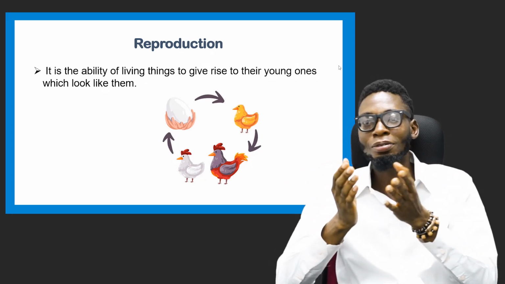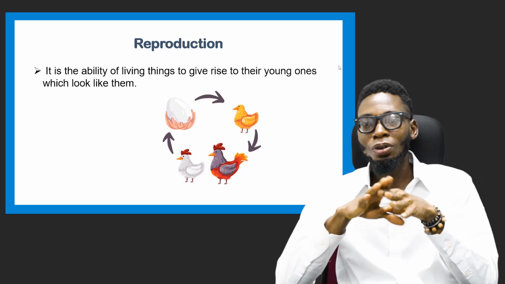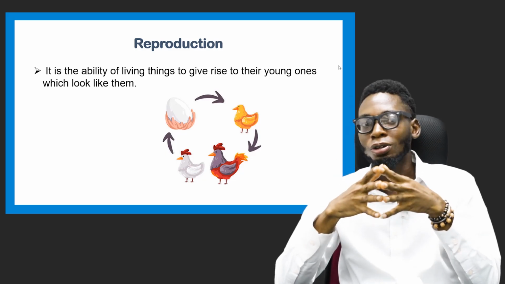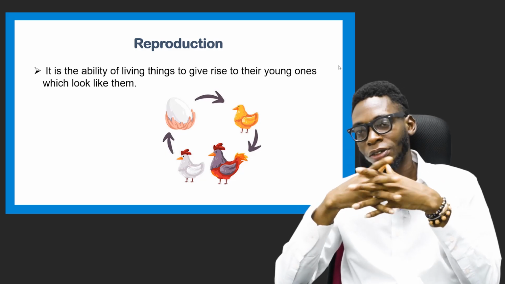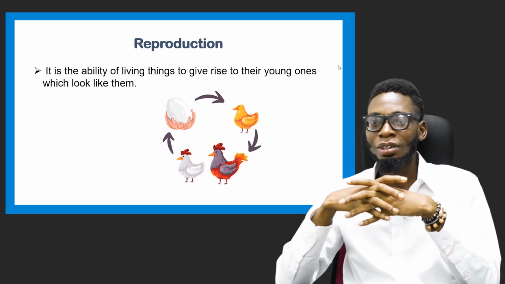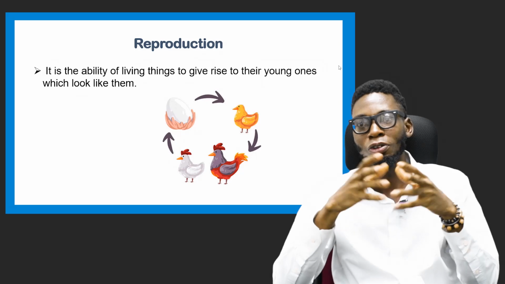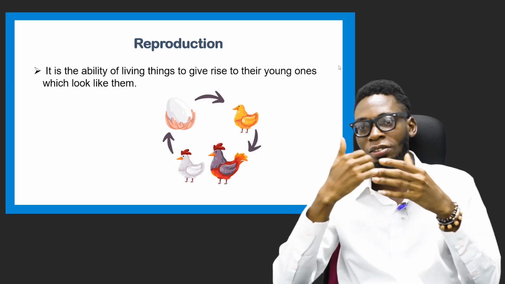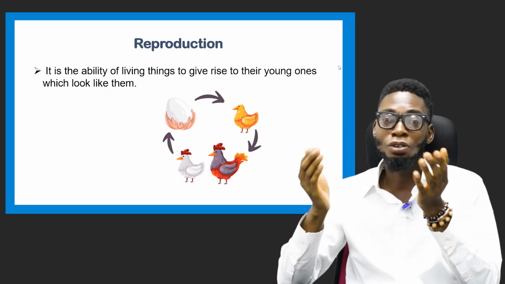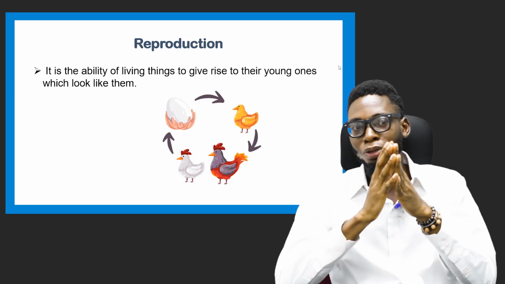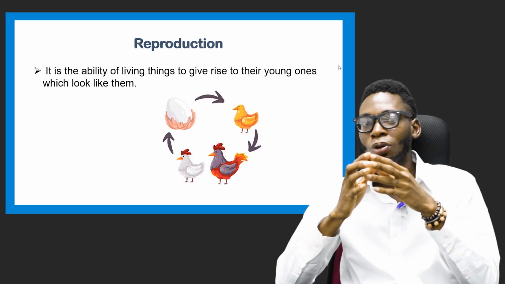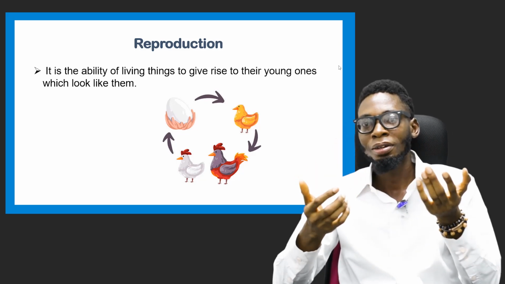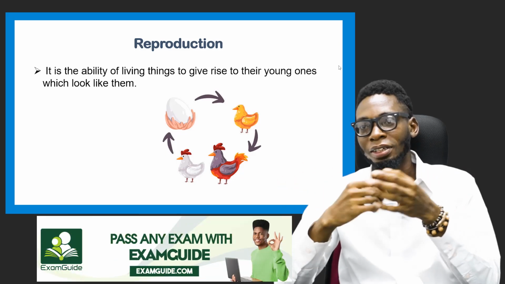There are some organisms that are no longer available on the planet, and we call those extinct species or extinct organisms. And of course, reproduction ensures that organisms do not go into extinction. That is one importance. And one thing about reproduction is that the adults or the parents give birth to young ones that resemble them. The young ones look like the parents.